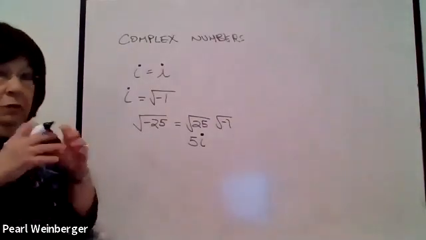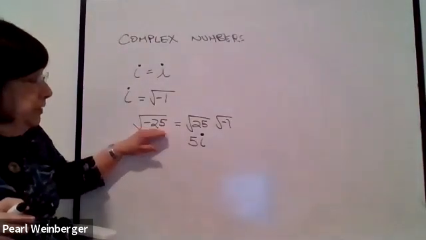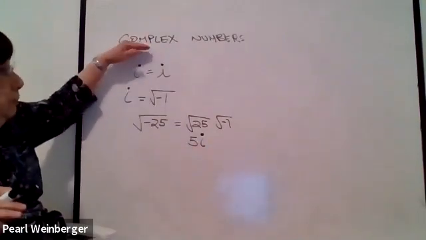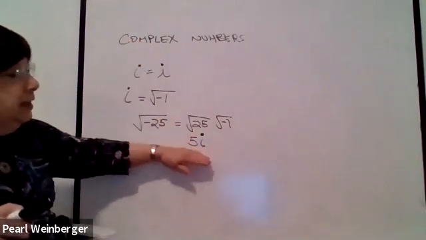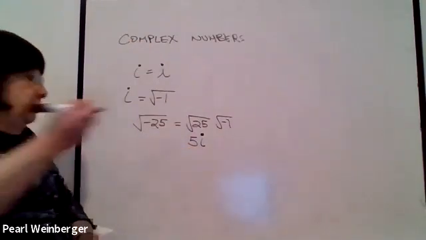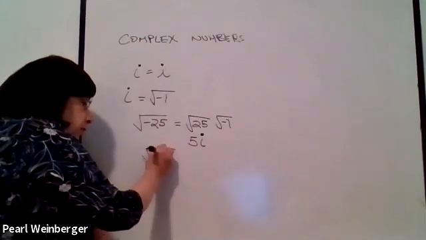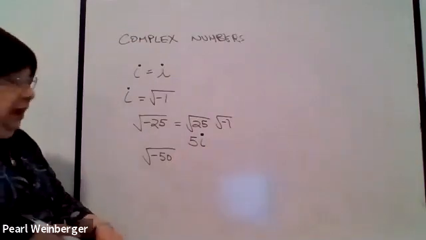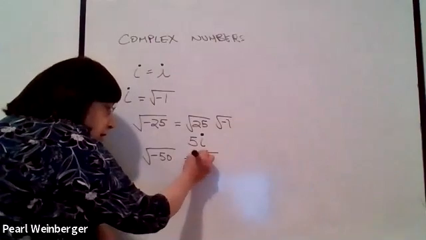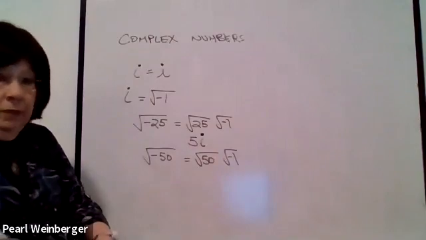Now, when I want to work with numbers, I cannot work with square roots of negative numbers. What I can do, if I'm using the complex number system, is convert them to i's. So if I have something, let's say the square root of -50, I could break that up into the square root of 50 and the square root of -1.